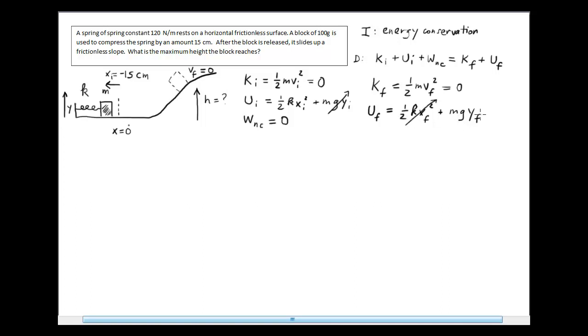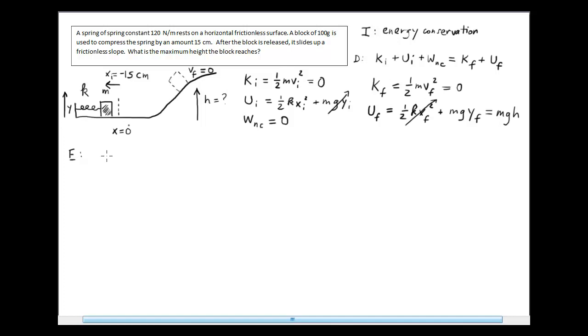And what we can do with the gravitational potential energy is we can just substitute h for y final. So we write mg h. So now we've got all 5 terms that go into this equation, and we'll write it down. We're now in the evaluate step because we're ready to plug each of these values in to our master equation. So we evaluate this. We have the kinetic energy initial is 0.